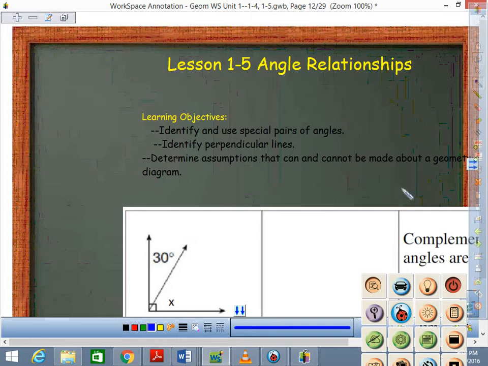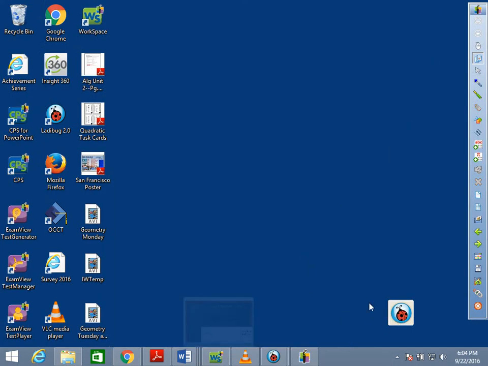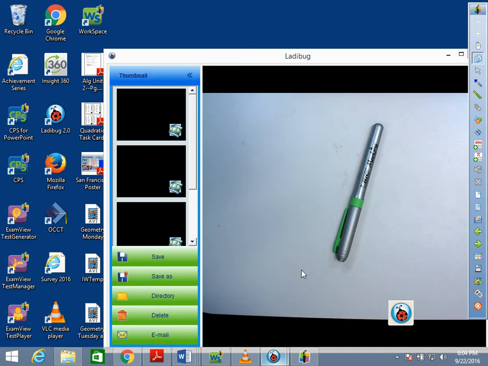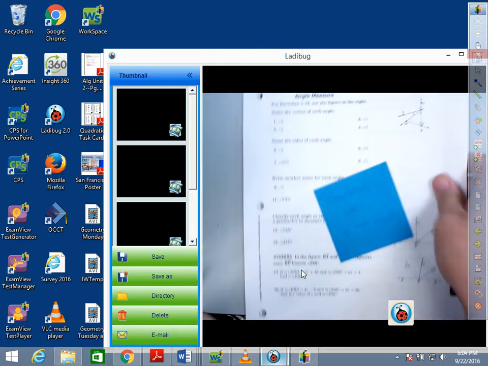And that's where it stops with lesson 1-4. So now your sub is going to hand out some paper for you where you're going to do some practice. And you're going to be working on lesson 1-4. You're going to do both sides.